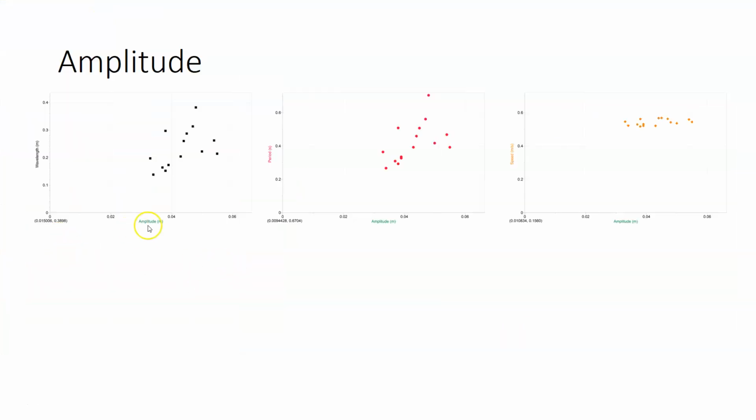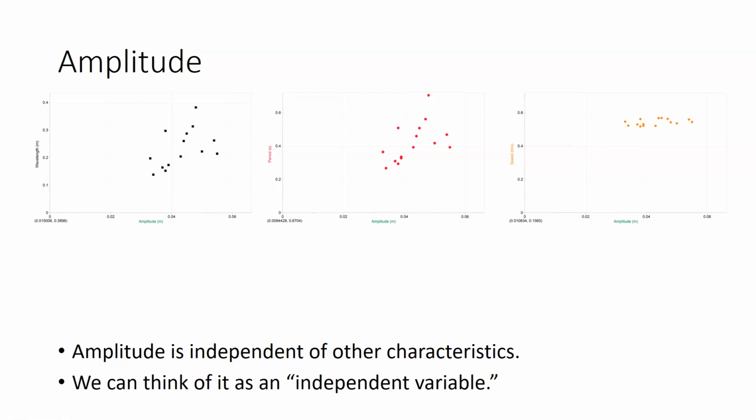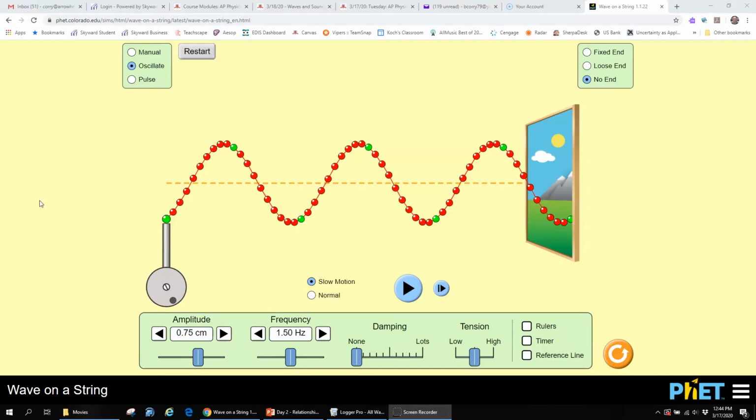So here are the graphs dealing with amplitude. These are really the 2 big ones, even though these 2 actually look really similar and sort of hint at something we'll see later. But amplitude and period, or amplitude and frequency, are both what we might consider independent variables. So amplitude is basically independent of the other characteristics. And we think of amplitude just like we think of frequency or period as an independent variable.